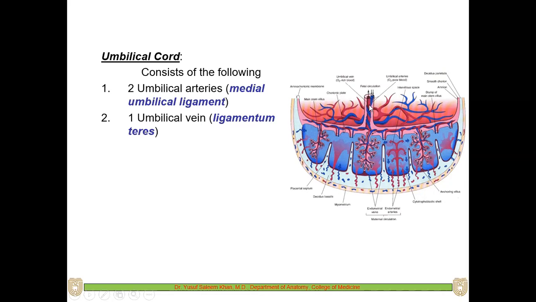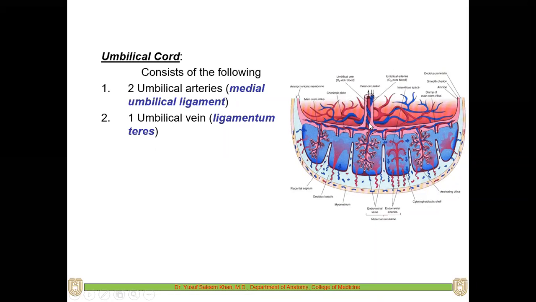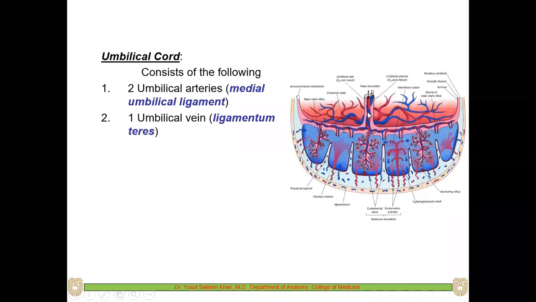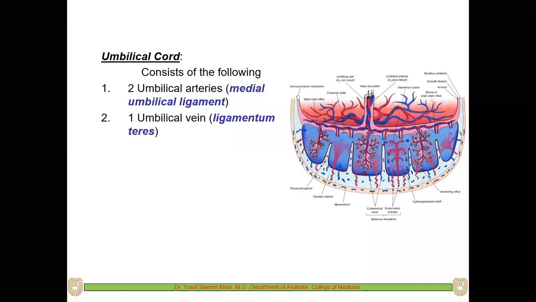Appreciate that there is only one umbilical vein, which is bringing the oxygenated blood from the mother to the fetus, and there are two umbilical arteries, which are carrying the deoxygenated blood, which has the carbon dioxide, back to the mother for the gaseous exchange. Okay, so there are two umbilical arteries and one umbilical vein. Here in the bracket I have mentioned something. These are the remnants in the future, once the fetus comes out of the mother.